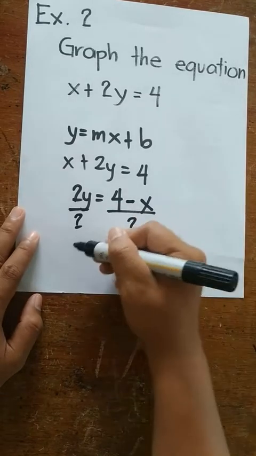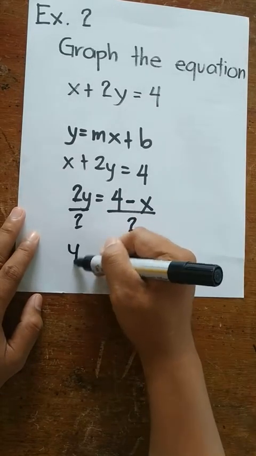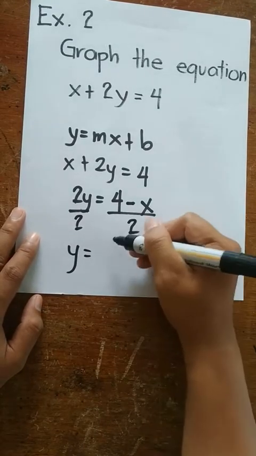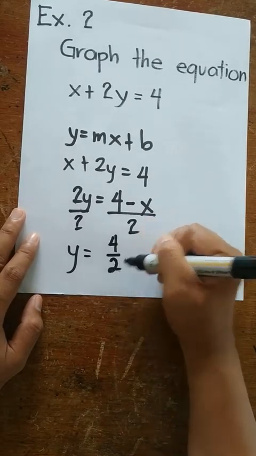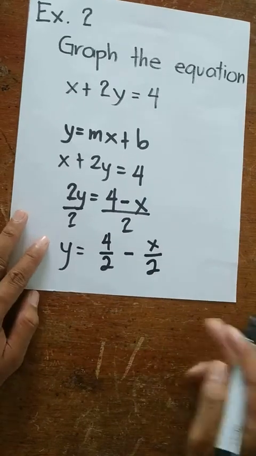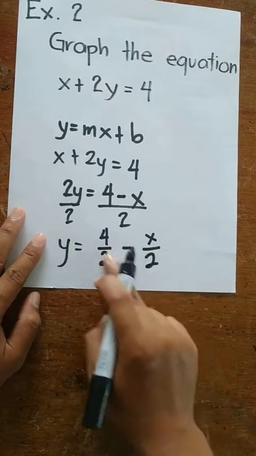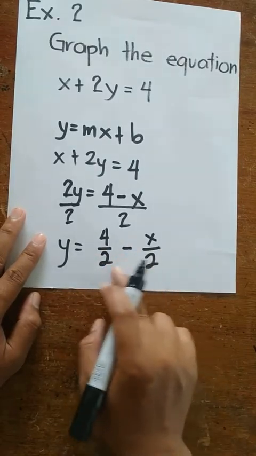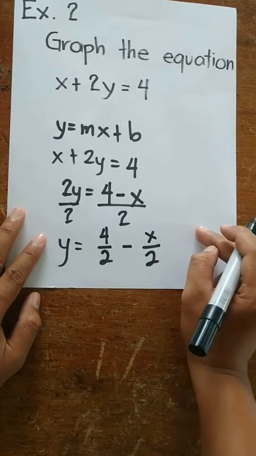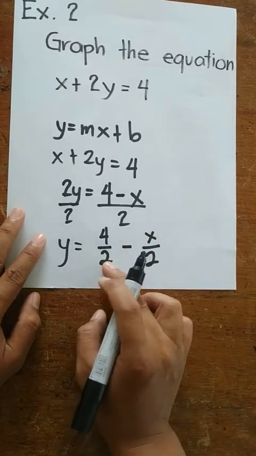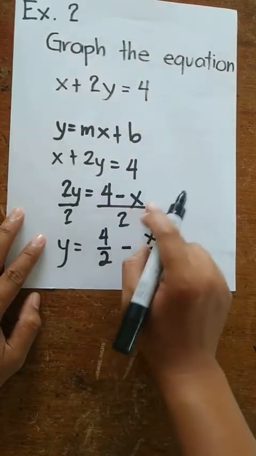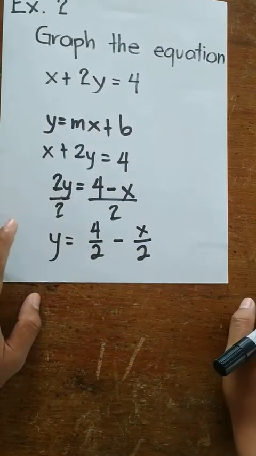Okay, so I will have y equals, I can have that as 4 over 2 minus x over 2. Okay, it's still the same. You can actually try to figure this one out. Since they have the same denominator, you can have 2 as the LCD. And 2 divided by 2 is 1, so 4 minus x. Still the same as our top equation, right?